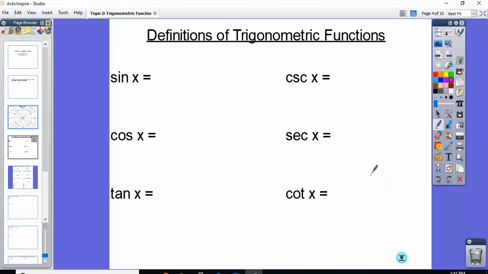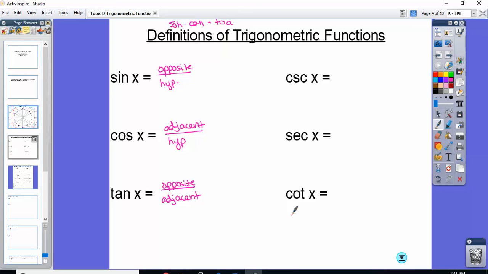So, a couple ways we can define these. We remember SOHCAHTOA: sine is opposite over hypotenuse. Cosine is adjacent over hypotenuse. Tangent is opposite over adjacent.